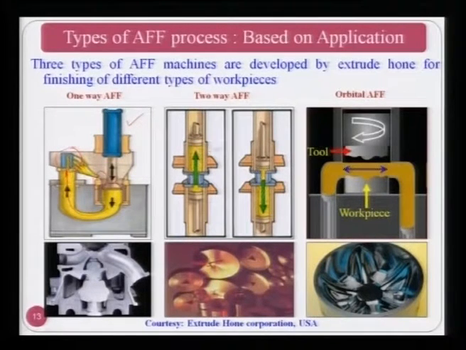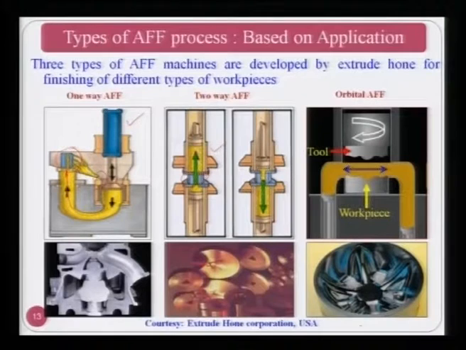This two-way abrasive flow finishing process I have already explained: upper cylinder, lower cylinder, and here is the medium, and here is the workpiece, and the medium is moving up and down with the help of the hydraulic unit. The hydraulic unit is being used here also, in the one way as well as two way as well as orbital AFF. You have to use it for the movement of the medium.